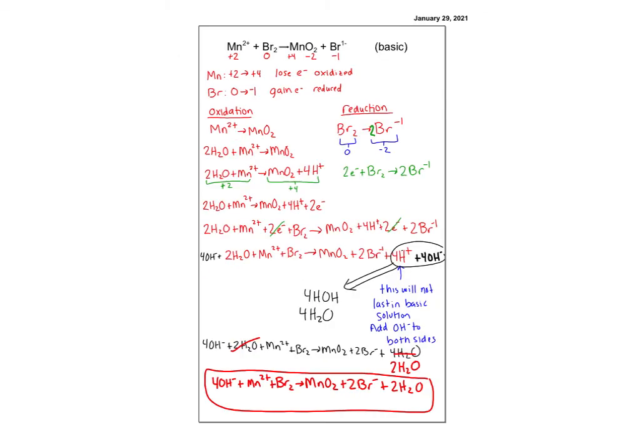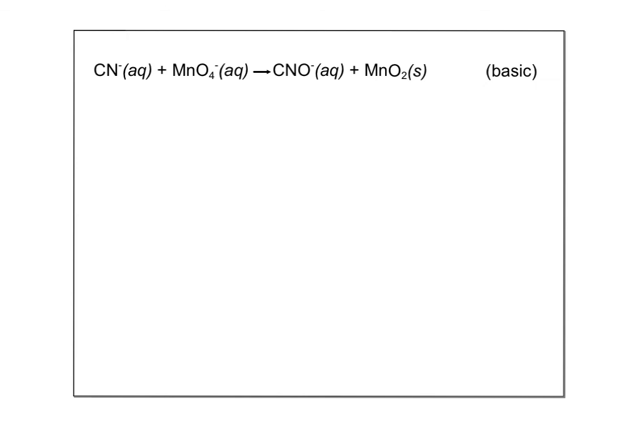Here's that same answer one more time, just a little sloppier. All right, last one. This one is a good challenge for you. This is a good example of why we balance with the half reactions. I can already tell this is going to be a headache, so using the half reaction method is helpful. So I want you to split this into its oxidation and reduction half reactions. It is basic solution, so when you're done, you will do that final tweak where you add the hydroxides to both sides and cancel out your waters.